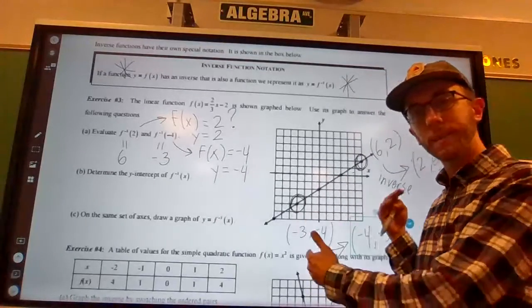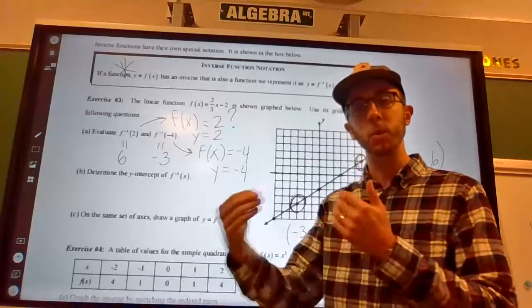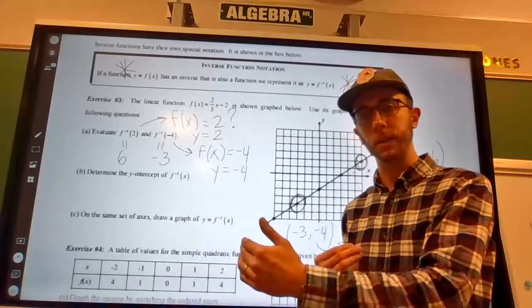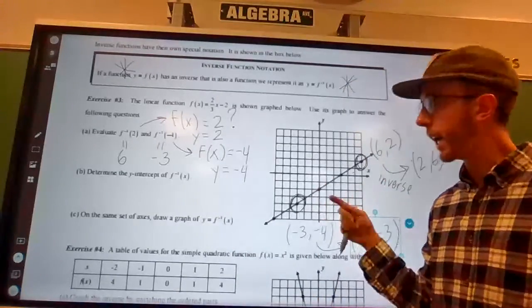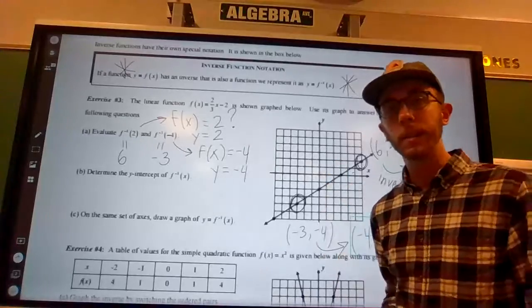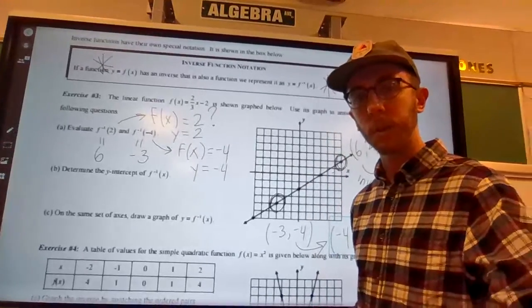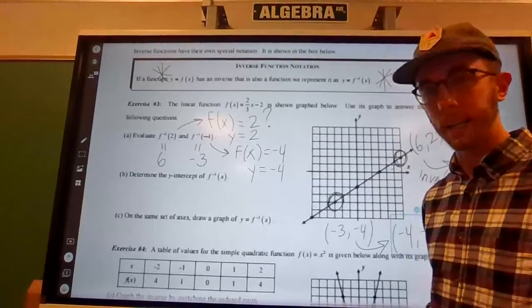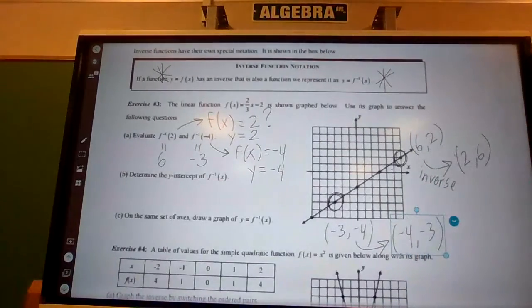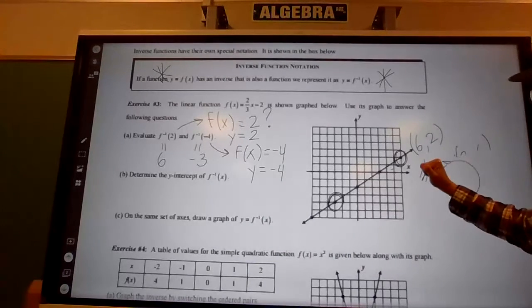So I'm using the fact that the coordinates switch places. Again, your x's become your y's, and your y's become your x's. You need to use that idea here to evaluate the inverse function, because we don't have the inverse function on our graph right now. But you can still use that idea. All right, I'm going to clear this for a second.